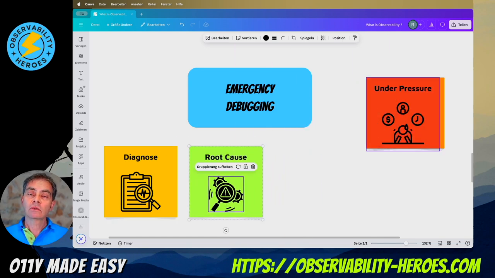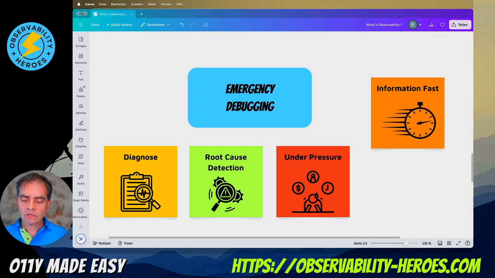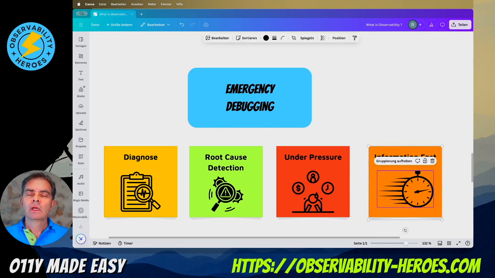But there are two things that are making it an emergency situation. That is, it happens under pressure. So somebody's sitting behind you and breathing down your neck, asking every half an hour, does it run again? Do we make money again? Are our customers happy again? That's not a very nice situation to be in. And that means you need information fast. If you don't have any observability in your system, you may get information, but you sure not get it fast. And this is where we need observability tools.